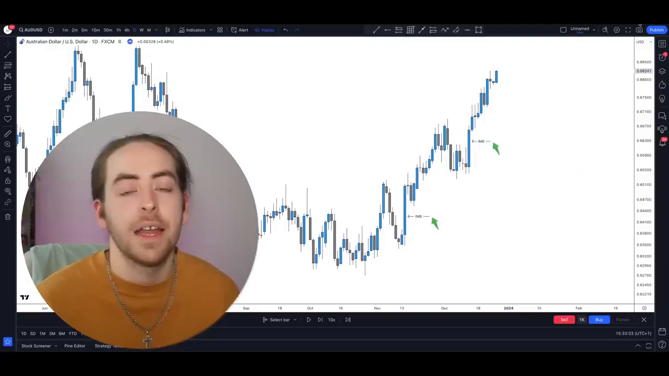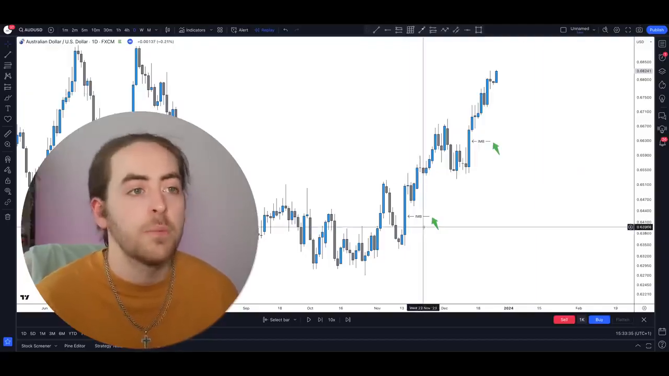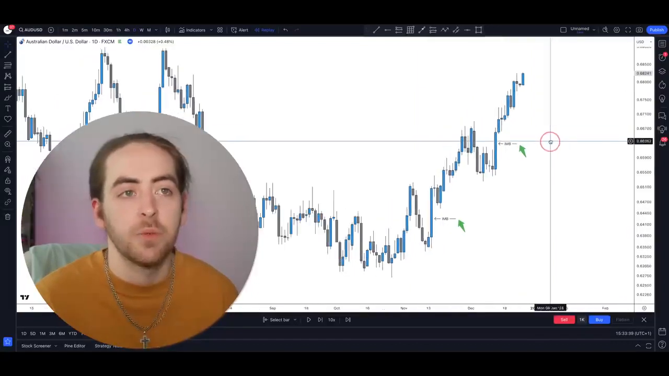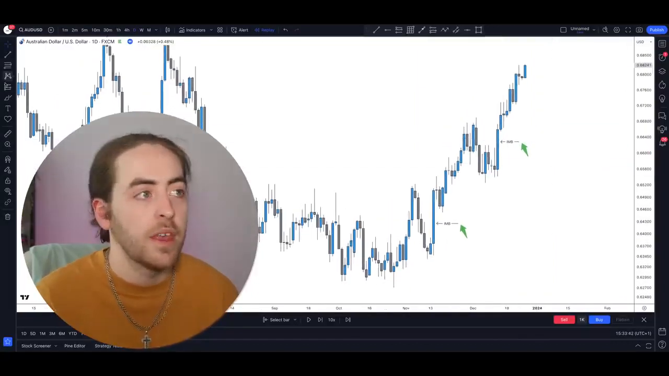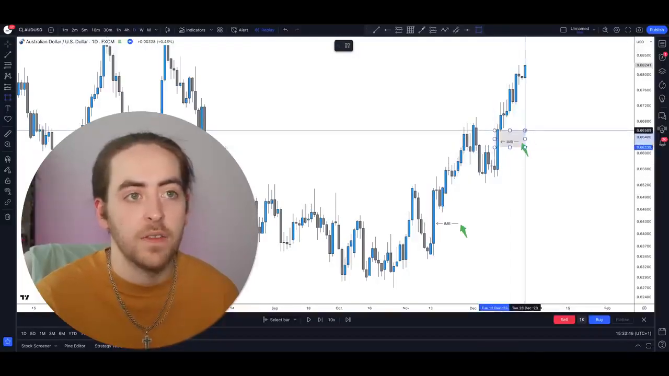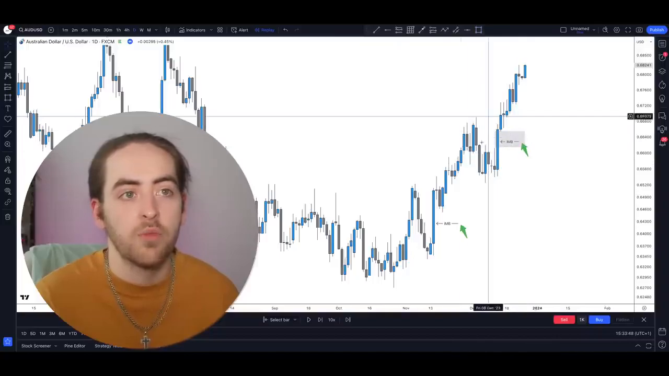So what exactly is an imbalance, first of all? Well, an imbalance simply refers to an open price range. So in this example, we have two imbalances marked out. The first imbalance would be this price gap between this wick and this wick. This is an open price area.